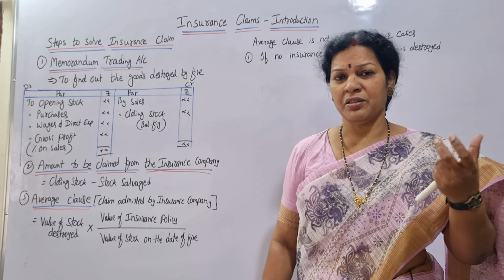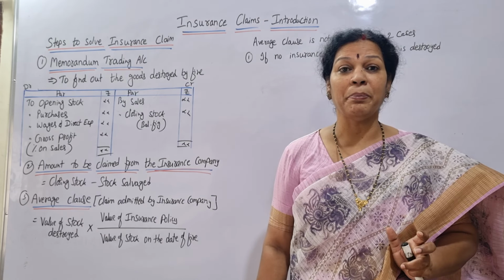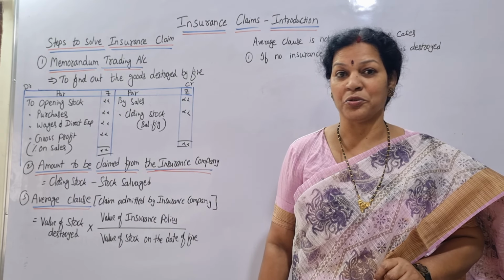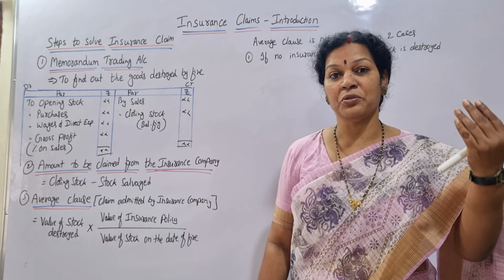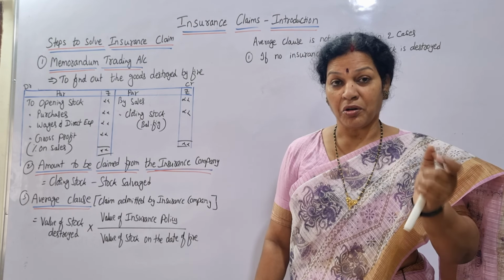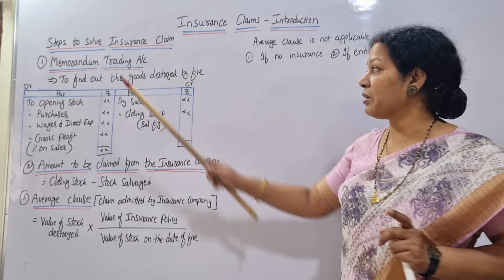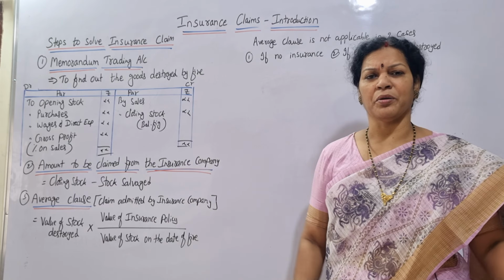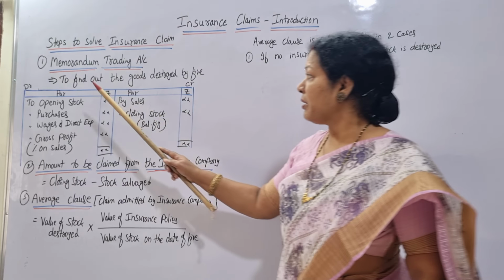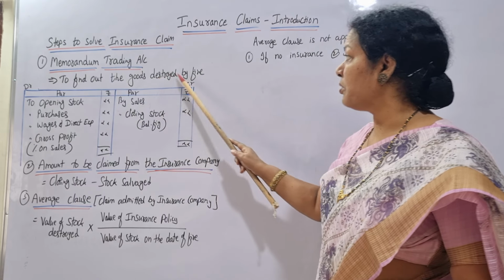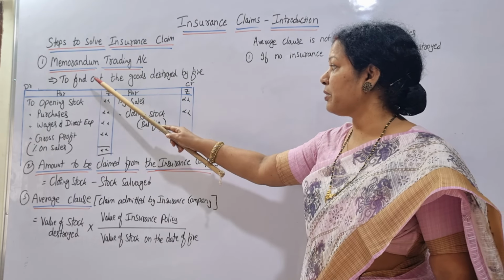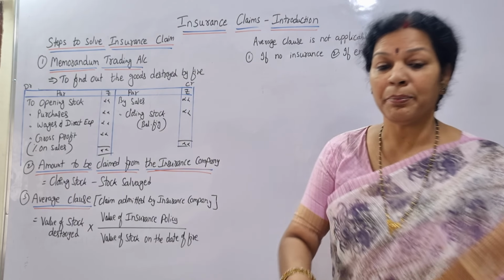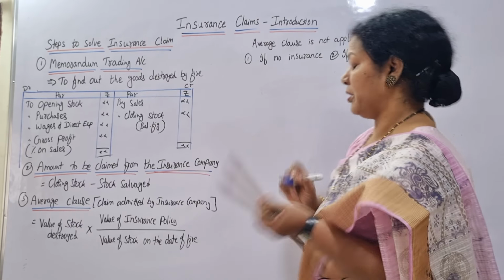Whenever stock is destroyed, at that period you are preparing the trading account. We are not waiting till the end of the financial year, 31st March. Whenever there is stock destroyed, that period only you are preparing. That is why we call it a memorandum trading account. It is just like a normal trading account. Remember that this is to find out the goods destroyed by fire, and we are preparing it at the time of destruction.